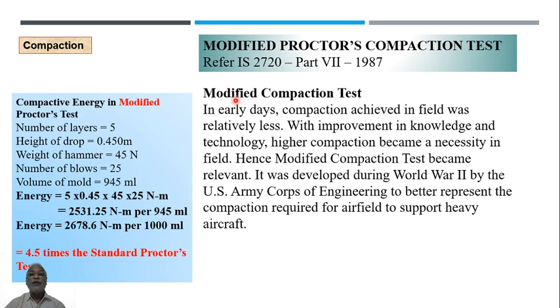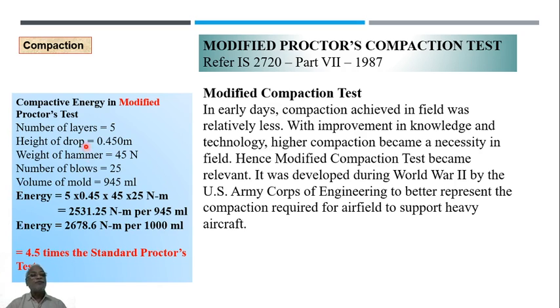Modified Proctor test, why it came into the picture: in early days, compaction achieved in the field was relatively less. With improvement in knowledge and technology, higher compaction became a necessity in the field. Hence, the modified compaction test became relevant. It was developed during World War II by the US Army Corps of Engineers to better represent the compaction required for airfields to support heavy aircraft. So that is the background or history.